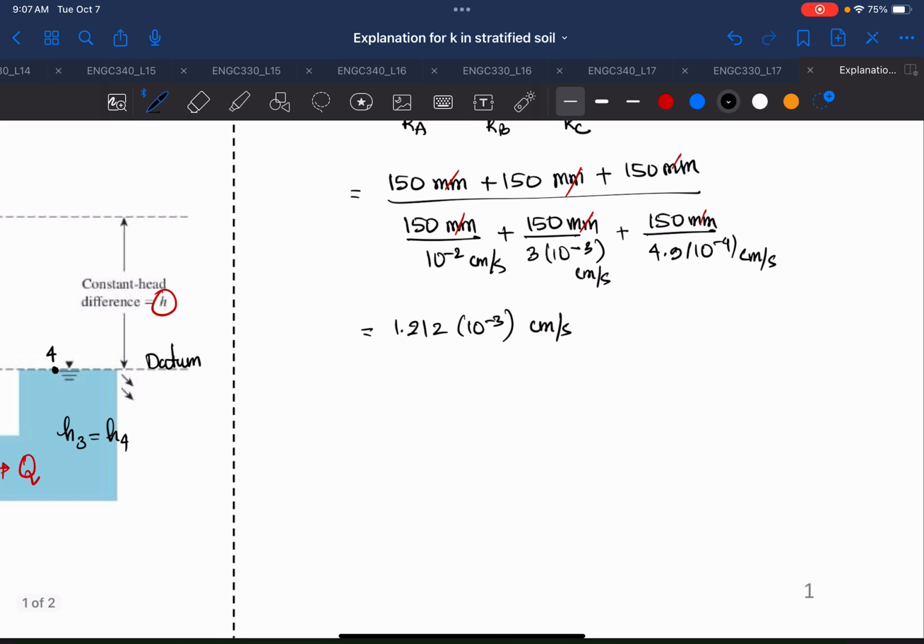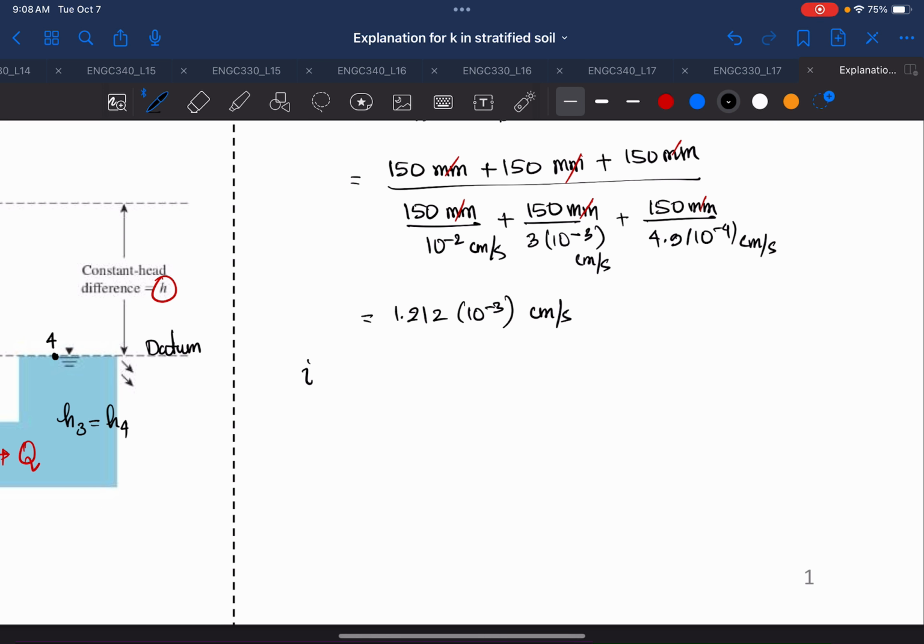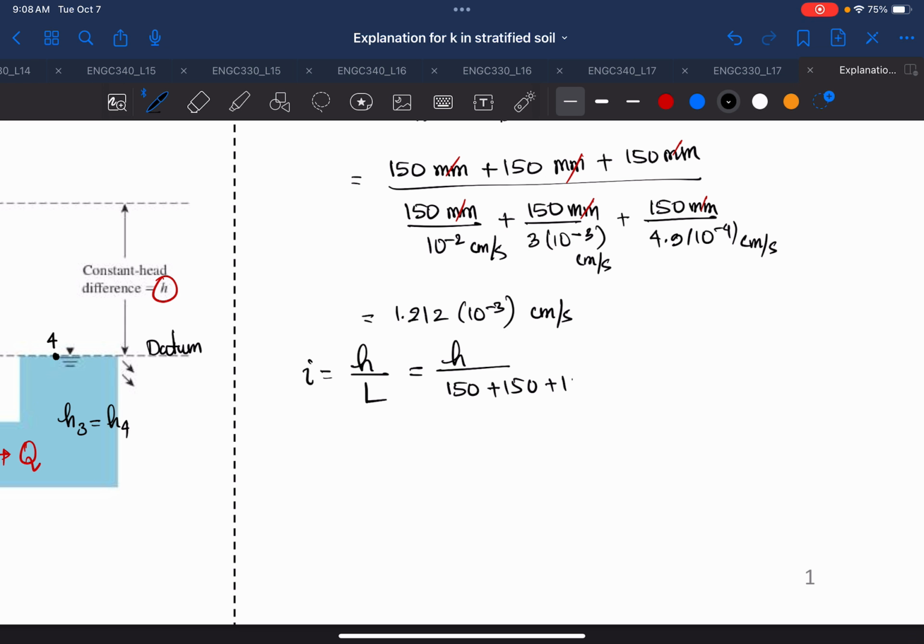Okay. So we know from this equation Q equal to k i A, we know Q, we know k, and i is what we need to find. i is equal to h, the total head difference or head loss, divided by the length of the soil. In this case, the length of the soil is 150 plus 150 plus 150, which gives 450 millimeter. But we want to make sure that our units are consistent, so we are going to convert into centimeter.